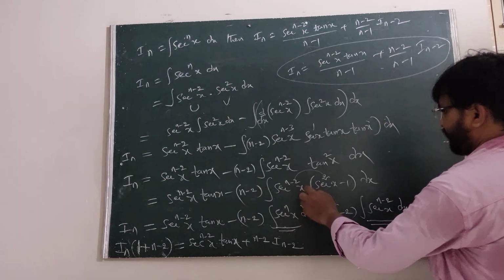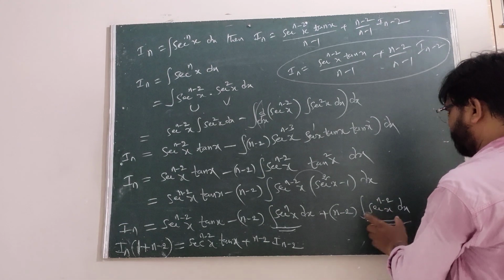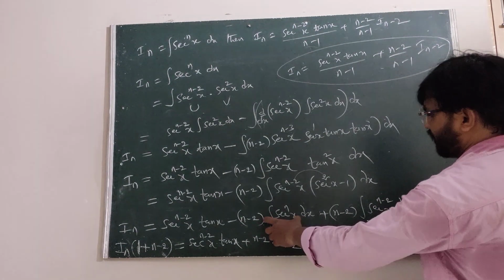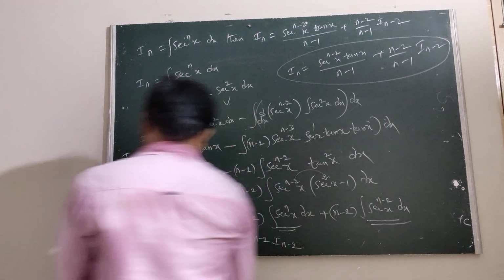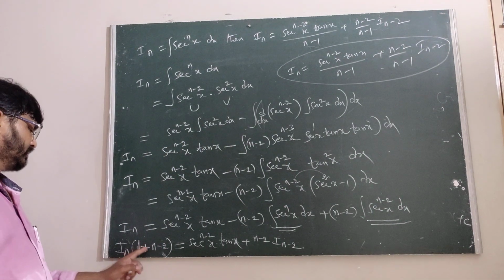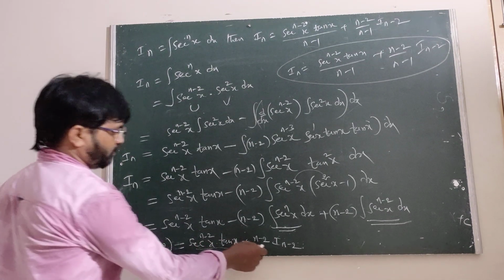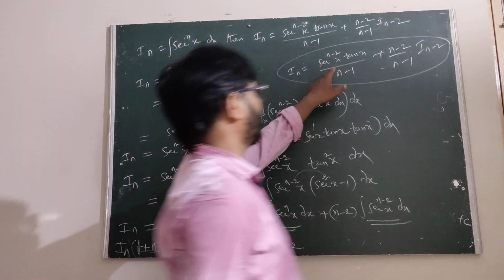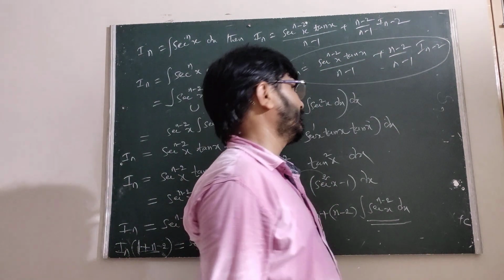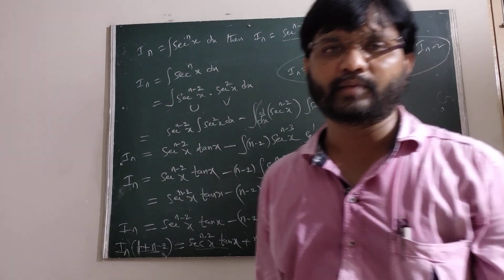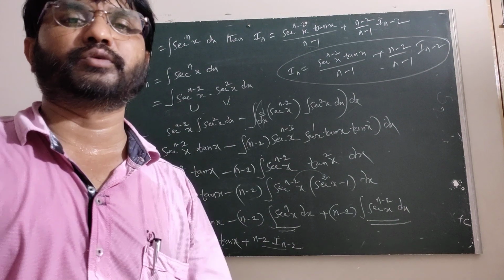Minus into minus is plus. Therefore, secant power n minus 2 x, this is I n minus 2. This is I n. Minus of n minus 2 sent to the other side becomes plus of n minus 2. Therefore, n minus 2 plus 1 is n minus 1. This n minus 1 is sent to the other side. That is secant power n minus 2 x into dx upon n minus 1 plus n minus 2 upon n minus 1 into I n minus 2. This is the proof of the integral of secant power n x into dx.